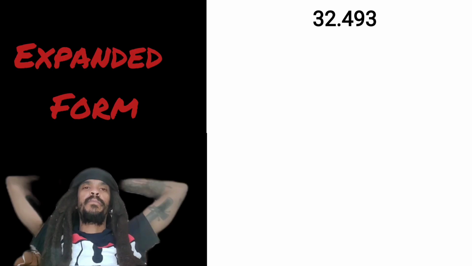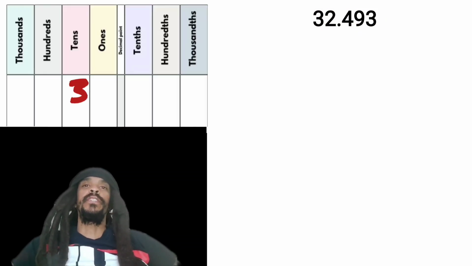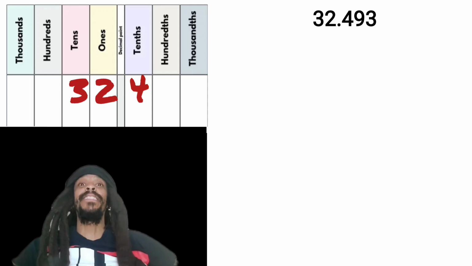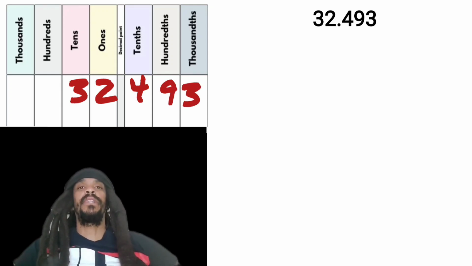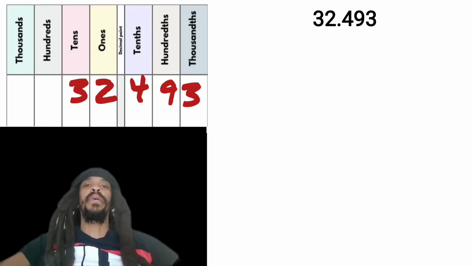All right, y'all. Now we know how to write numbers in expanded form. So now it's time to put this into effect. We're going to take a couple numbers and write them in expanded form. Let's start with 32 and 493 thousandths. First we're going to write that in our placement value chart. We have a 3 in the tens place, a 2 in the ones place, 4 in the tenths place, 9 in the hundredths place, 3 in the thousandths place. Okay, so we've written that in our placement value chart. So now let's go ahead and expand it.